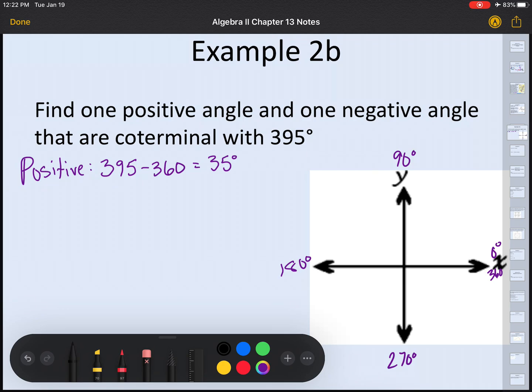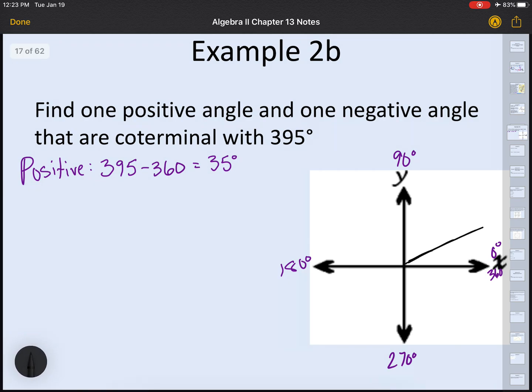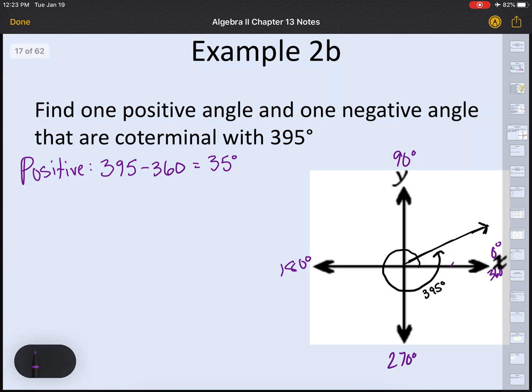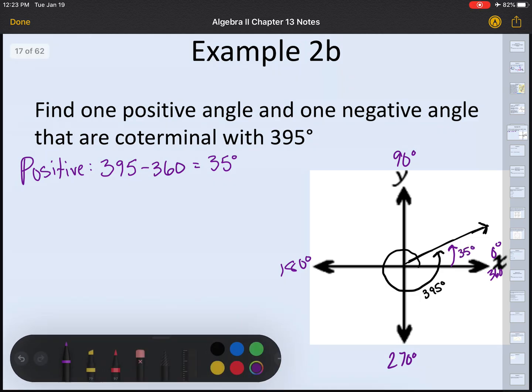And if we graph that, well, we first got to graph that 395 degree angle, which was definitely more than 360. Okay, so if we graph that, and we started off with a 395, that means we made one full rotation and ended up here at 395. But our 35-degree angle, we just went up. So here's 35 degrees. There's our positive one.